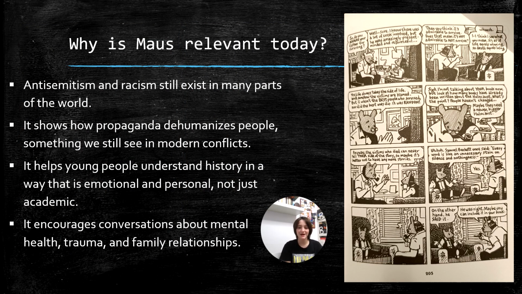So, why is Maus still relevant today? Because, well, you all know it. Anti-Semitism and racism still exist in many parts of the world, even if it's not as intense as it was at that time. It shows how propaganda dehumanizes people, and it's something we can still see in modern conflicts. It helps young people understand history in a way that is emotional and personal, not just academic. And it encourages conversation about mental health, trauma, and family relationships.